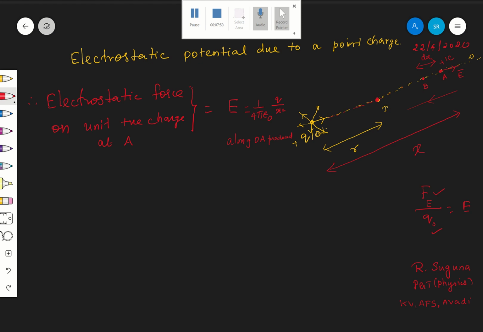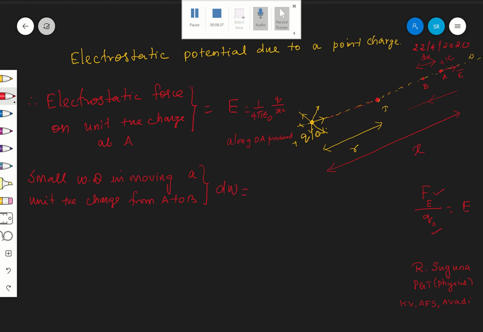Now, if I want to move that unit positive charge from A to B, then how much work has to be done? Therefore, small work done, because of small distance. So, the small work done in moving a unit positive charge from A to B is given by dW.